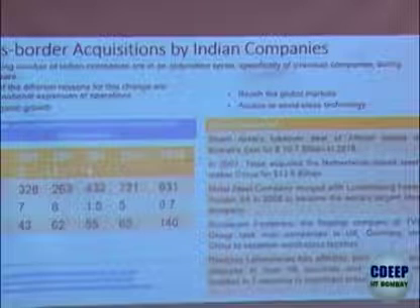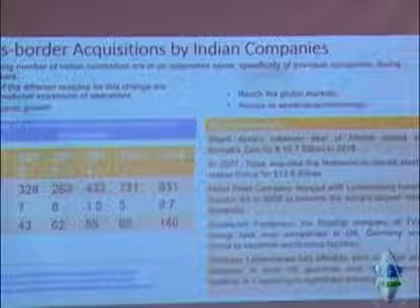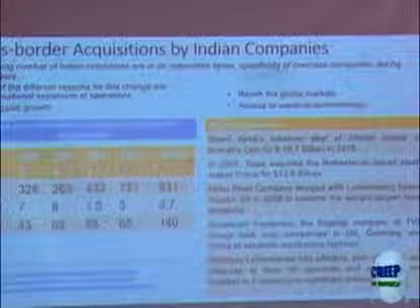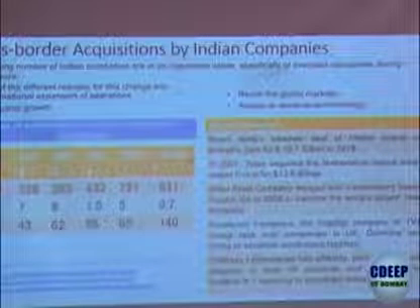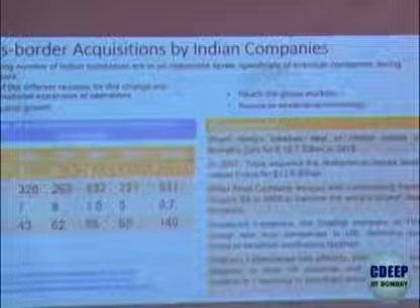Okay, so cross-border acquisitions by companies. An increasing number of Indian companies are now on an acquisition spree, especially of overseas companies in the last few years. The main reasons are the international expansion of operations, inorganic growth, reaching global markets and accessing world-class technology. When we come to outbound cross-border mergers and acquisitions, we see that in the world, it has been increasing drastically.